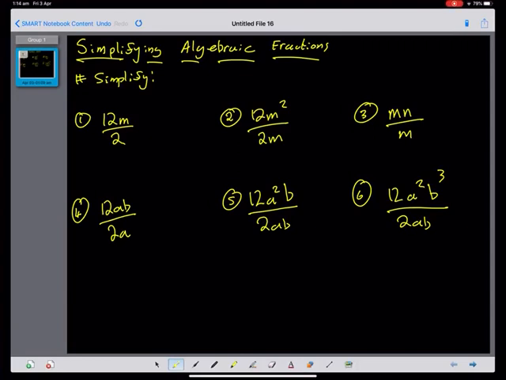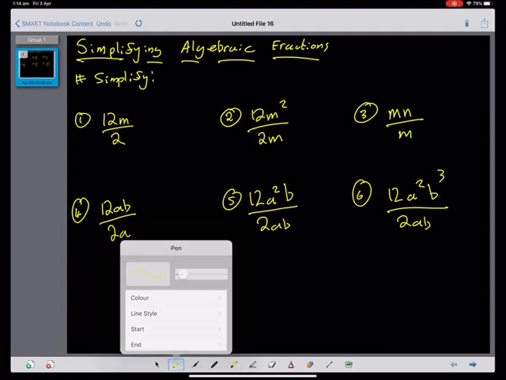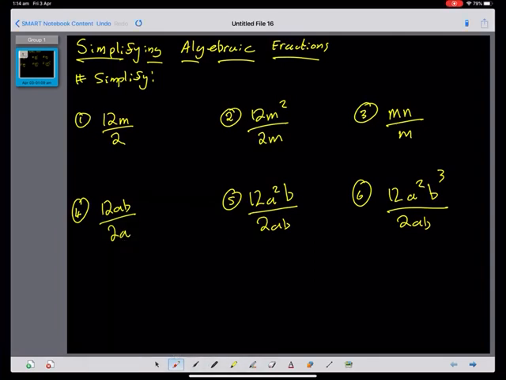Okay, so let's have a quick look at simplifying algebraic fractions. And I'm just going to do a quick example down the bottom in red. Say, for instance, we have 12 over 3. We can simplify that by dividing numerator and denominator by 3. 12 divided by 3 is 4, 3 divided by 3 is 1. We just write 4. The same principle is true of algebraic fractions.